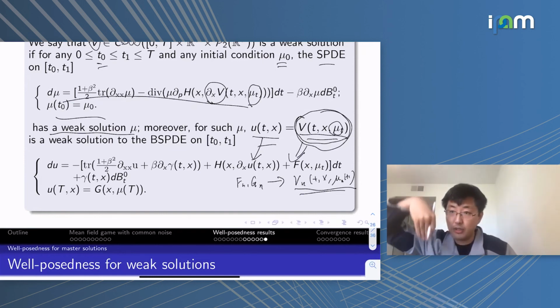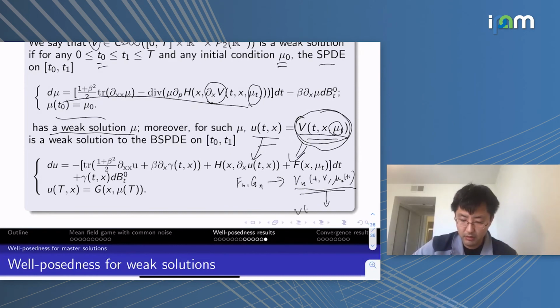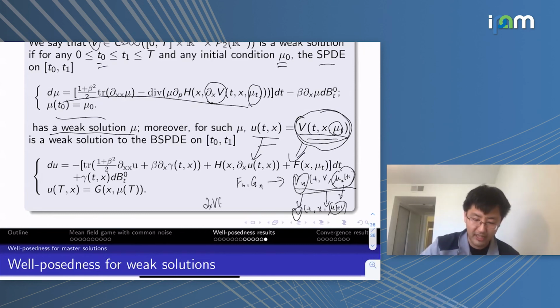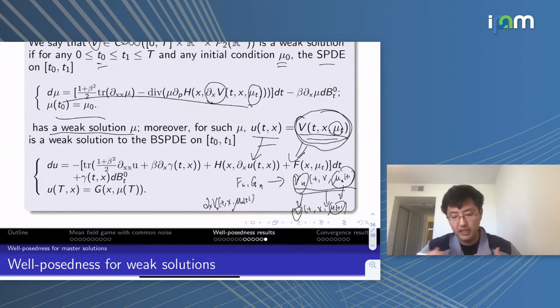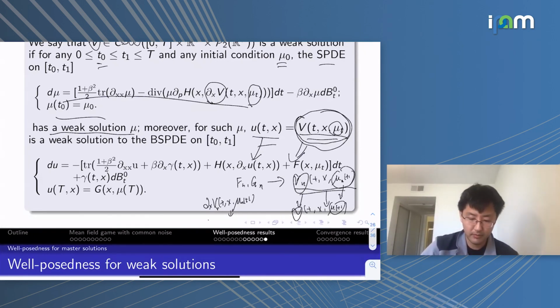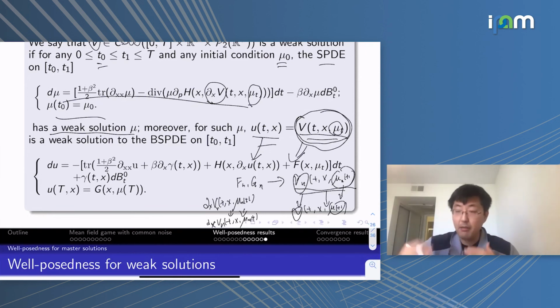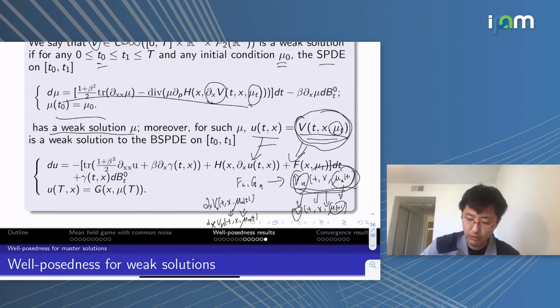But then I want to take the limit to get this one. I need to show two convergences. One is V_n goes to V. The other one is mu_n goes to mu. To show mu_n goes to mu, we need partial_x V_n(t, x, mu_n(t)), because this is the vector field. Actually, this also shows that the Nash equilibrium converges. And we are able to also show this one. Then applying this, we get V_n goes to V.